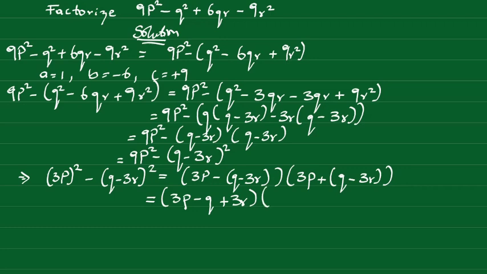You open a second bracket, 3p plus times q gives us plus q. Now plus times minus 3r gives us minus 3r bracket close. Hence, bracket open 3p minus q plus 3r bracket close, bracket open 3p plus q minus 3r bracket close is our answer.